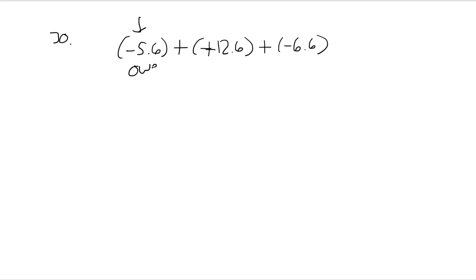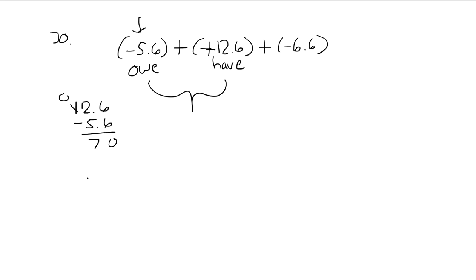Okay, now let's start with the negative 5.6 and the positive 12.6. So this is owing, this is having. So to figure out how much you're going to have between the two of these, you take the 12.6, you subtract the 5.6, and you get 7.0. Okay? Now this is a positive 7 because our having amount is more than our owing amount. So now we have a positive 7 that we are going to add with a negative 6.6.